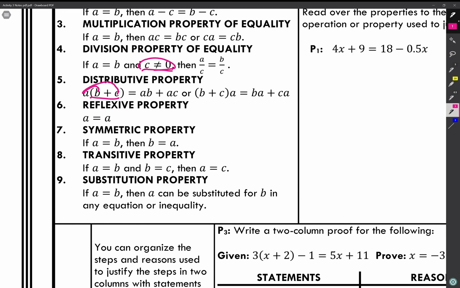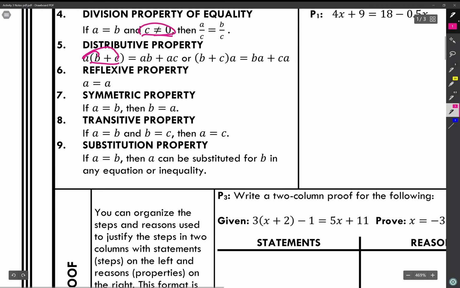The reflexive property, number 6, says that A equals A. This is kind of redundant. You'll use this later on in some geometric proofs when we talk about proofs of triangles, but it just means that a value is equal to itself, and that's kind of easy to think about, right? Just know that's the reflexive property. 7, the symmetric property says that if A equals B, then we also know that B equals A. It means we can just switch those around and we still have the same equation.